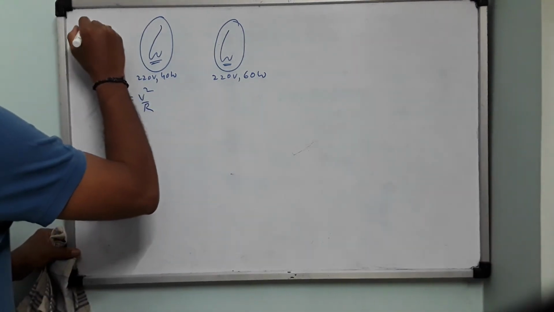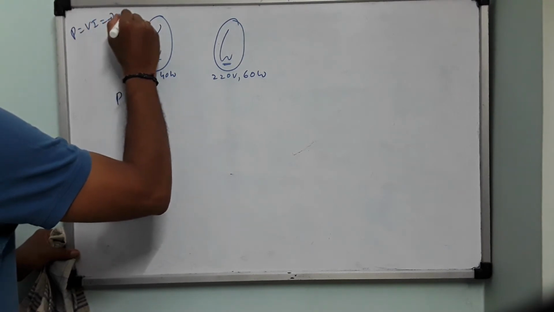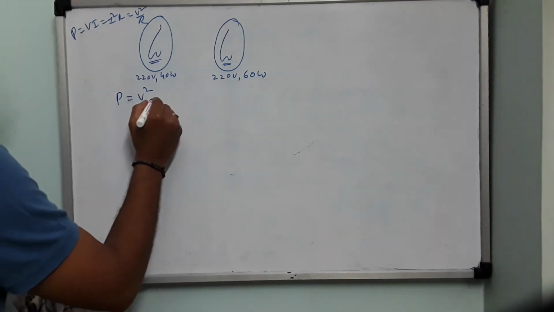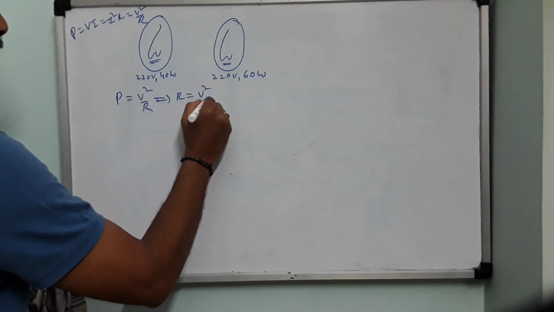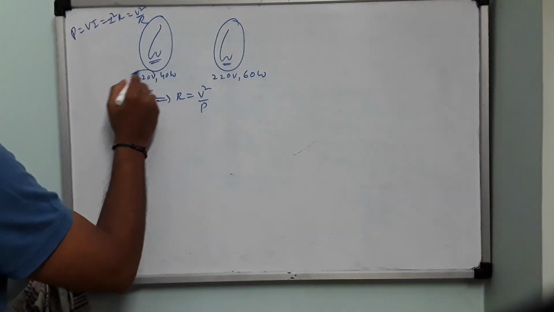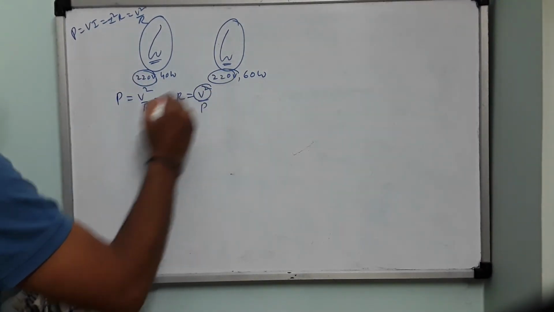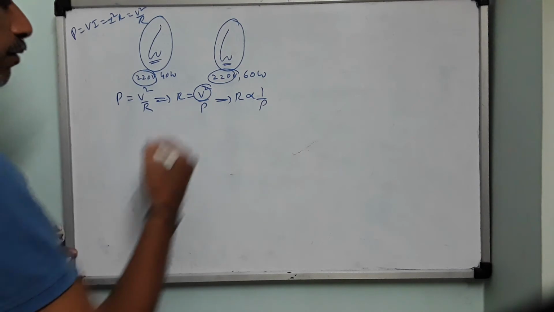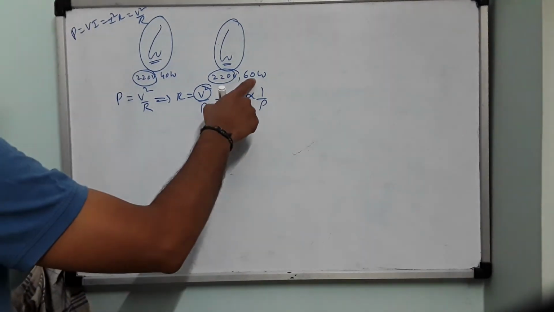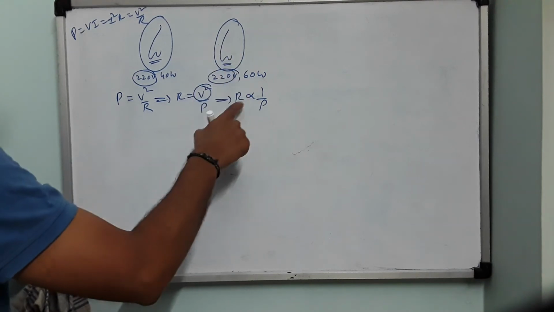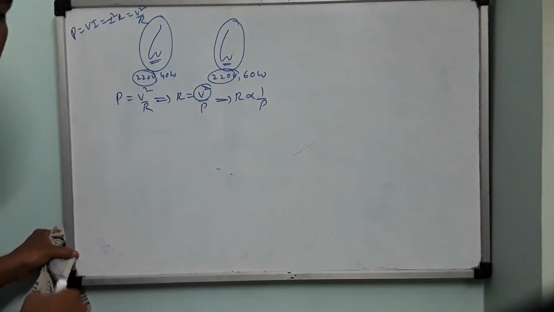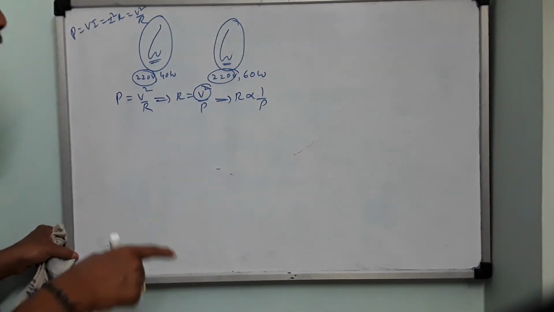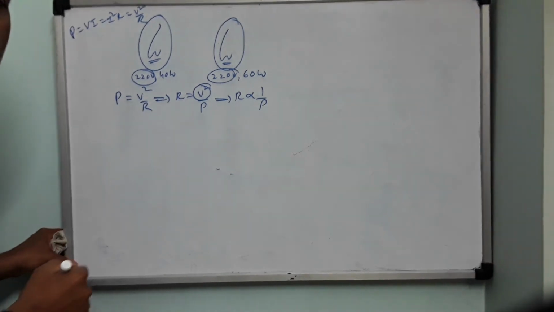Three equations are there: VI, I square R and V square by R. You have voltage and power, so use this one. This implies R equals V square by P. Both of them have the same voltage rating, so V is a constant. Then the resistance of the filament varies inversely with the rating of power. The 60 watt bulb has more power, therefore its filament should have less resistance than the filament of the 40 watt bulb.